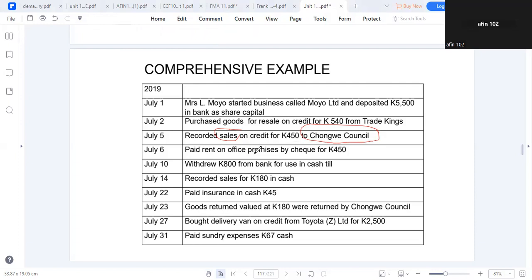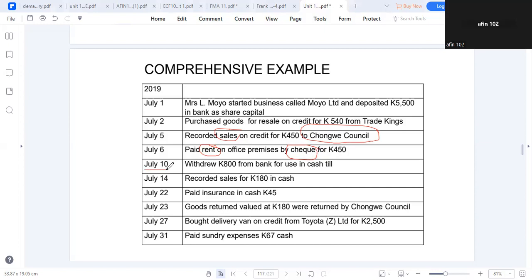So, paid rent on office premises by check. Can we identify 2 elements? We have rent, which is an expense, and we have bank. So the rent account is going to be debited. Why? To increase our expense account, we debit. Then the bank account is paying out, it's reducing. So to reduce the asset account, we're going to credit it.